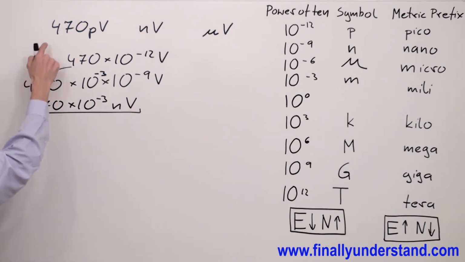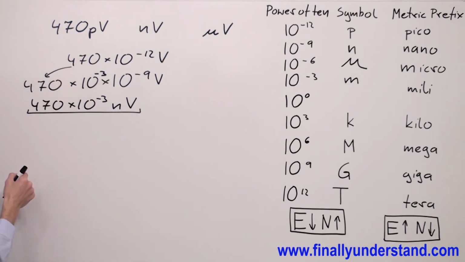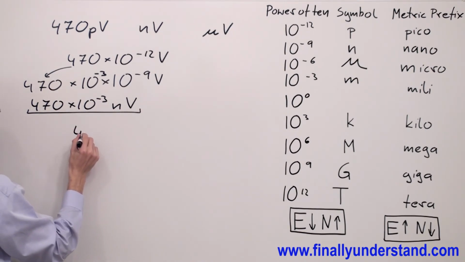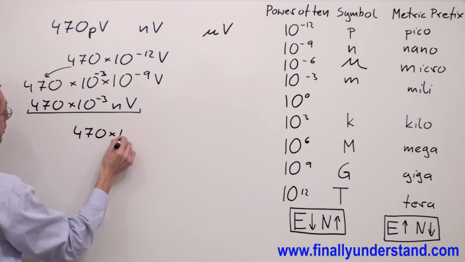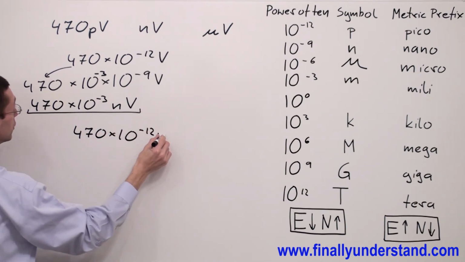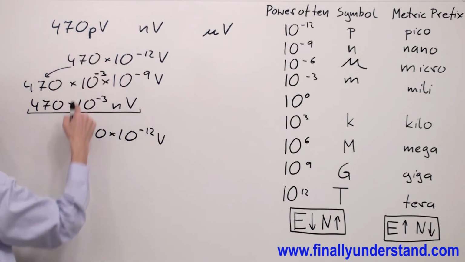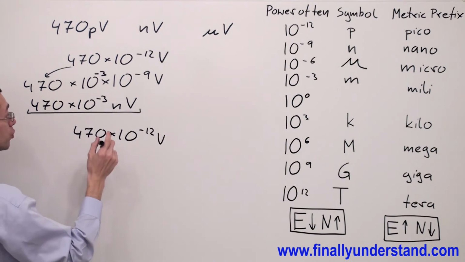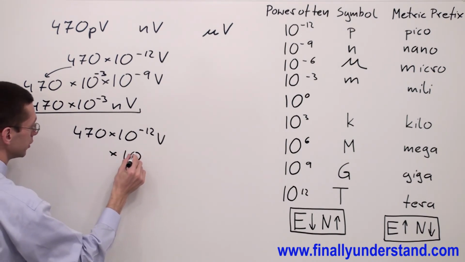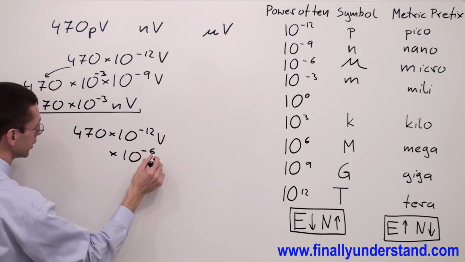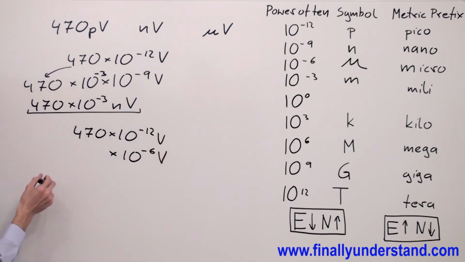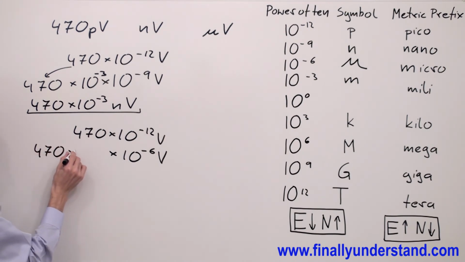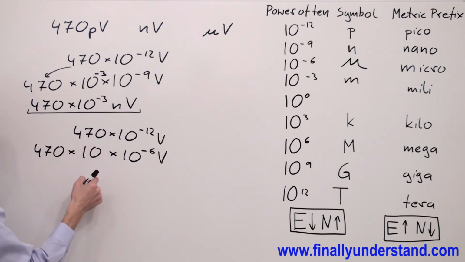Next, we're supposed to convert 470 picovolts to microvolts. Again, I'm going to start from 470 times 10 to negative 12 volts, okay? 470 picovolts is 470 times 10 to negative 12 volts. And I have to convert this to microvolts, times 10 to negative 6 volts. Copy down this number, so 470 times 10 to negative 6.